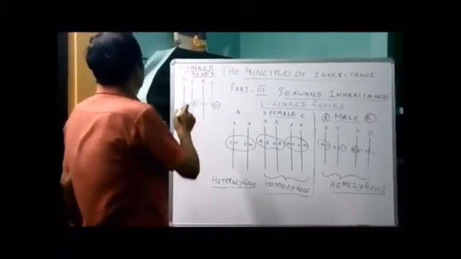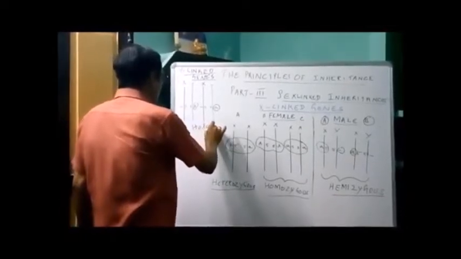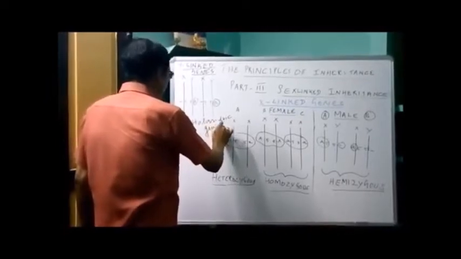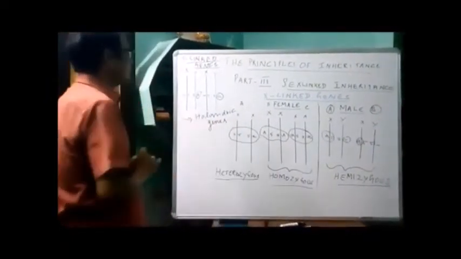Now the Y-linked genes are also called holandric genes. Y-linked genes are also called holandric genes. This is another name for them.